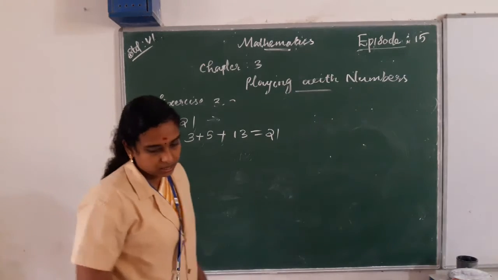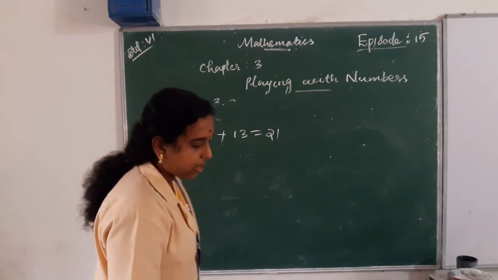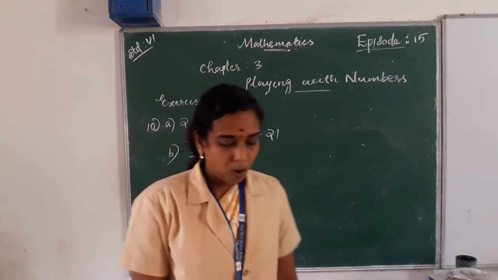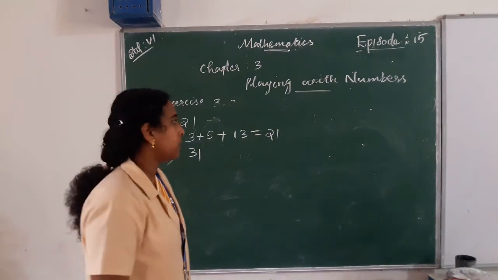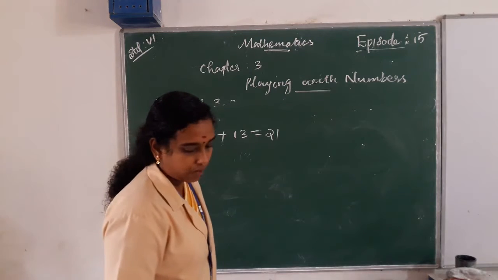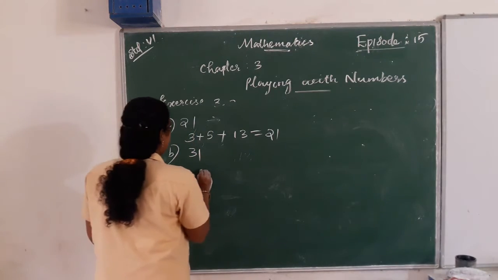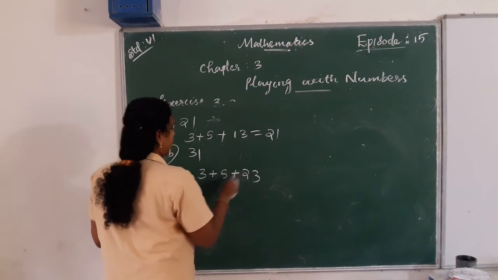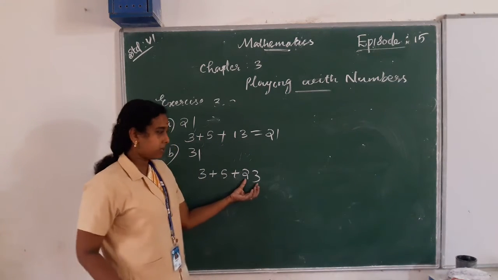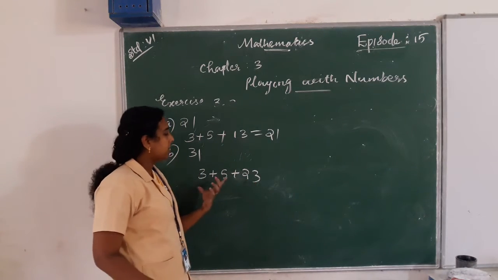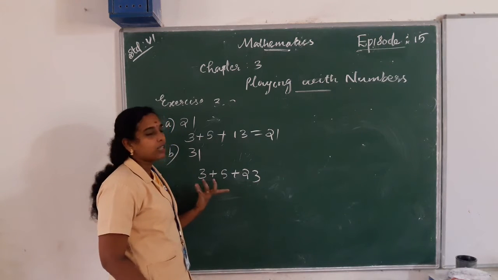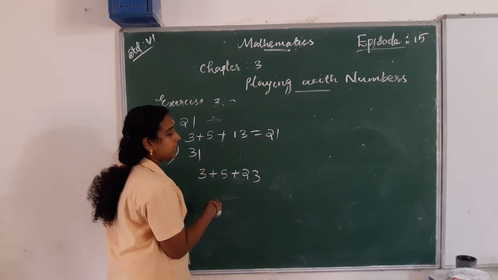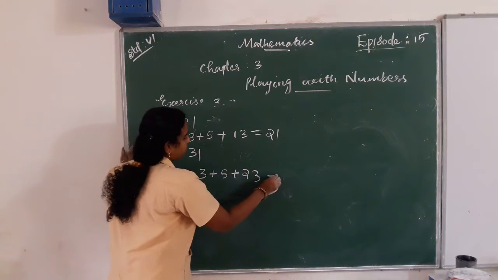And the next number is 31. For getting 31, we use the odd prime numbers 3, 5 and 23. 3 plus 5 plus 23. 23 is also a prime number and it's an odd prime number. These 3, 5 and 23 are odd prime numbers. When we add 3, 5 and 23, then we get 31.